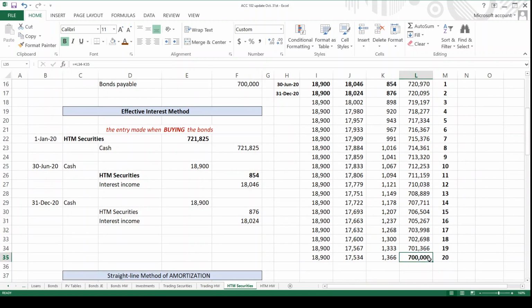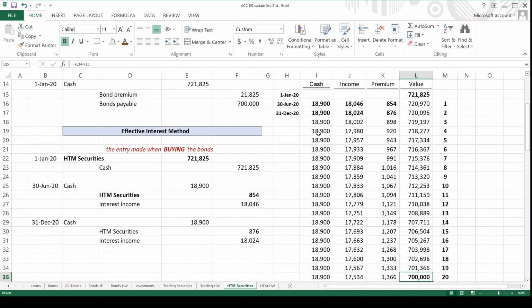And eventually it'll hit the 700,000 now. We hold the bonds for the 10 years and we get to 700,000 at the end. What do we do? We debit our favorite account, cash, and we credit HTM Securities. Of course, we're not going to carry it out that far. Now, the second semi-annual interest receipt is these numbers right over here. Still getting $18,900.